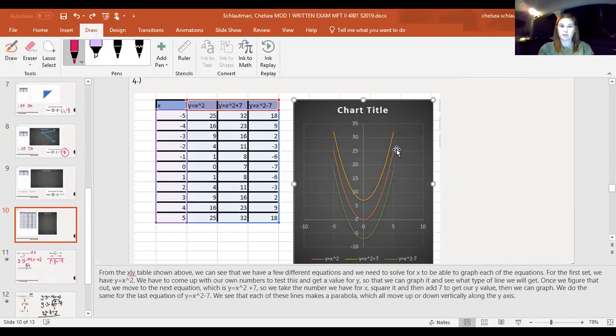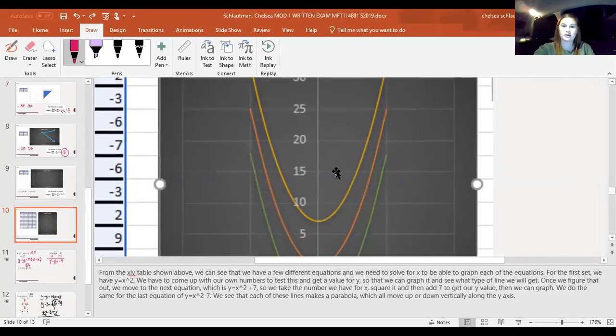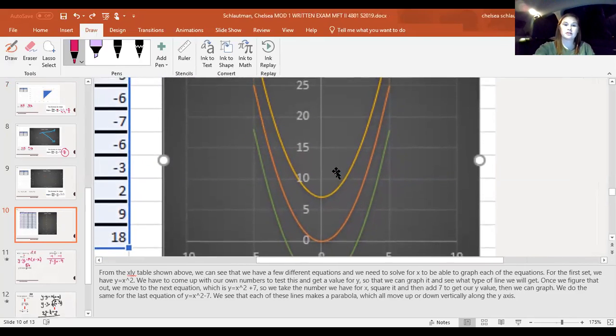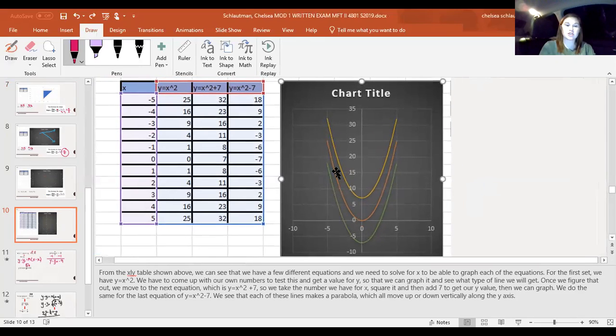So you can see here we have a parabola for each line. Each line is colored. The first one is orange. It's going to be the y equals x squared, our first set of numbers here. Then the second one is the plus 7. That one's yellow. And then the green line is our x squared minus 7. So let me see if I can zoom in a little bit there. Okay. So you can see they're each graphed, each of those points. If you go through and look at each point given on our table and plug them in here, that's how we get this answer. So they're all going to move up and down vertically along the y-axis.